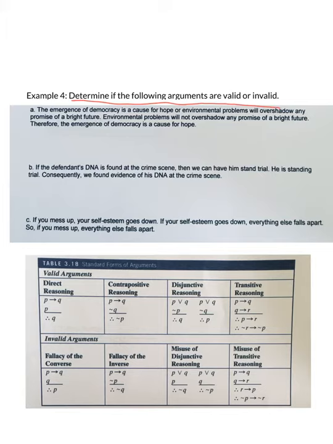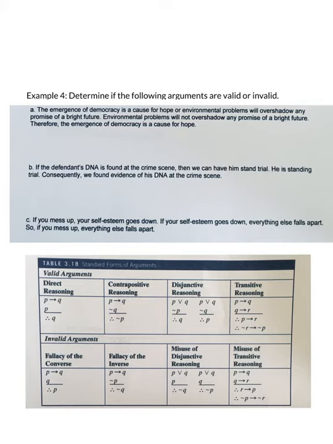are valid or invalid. So starting with problem A, the emergence of democracy is a cause for hope, or environmental problems will overshadow any promise of a bright future. Environmental problems will not overshadow any promise of a bright future. Therefore, the emergence of democracy is a cause for hope. So I know this one is extra wordy. It doesn't matter. It's going to be the same steps as usual.